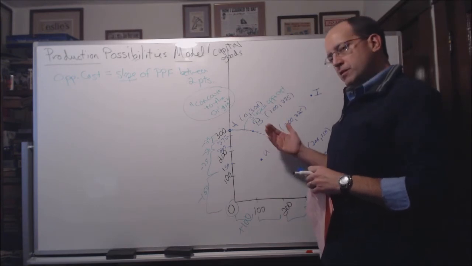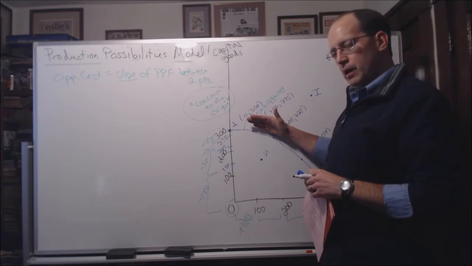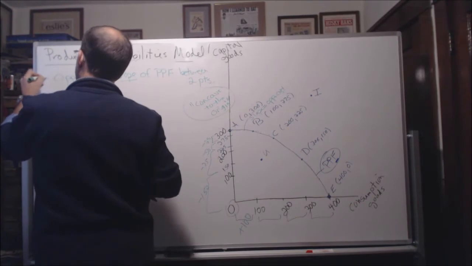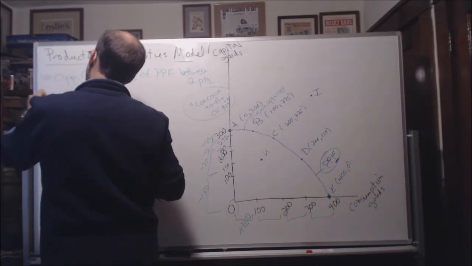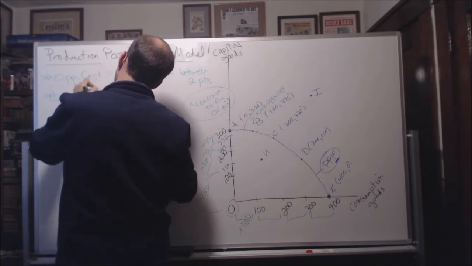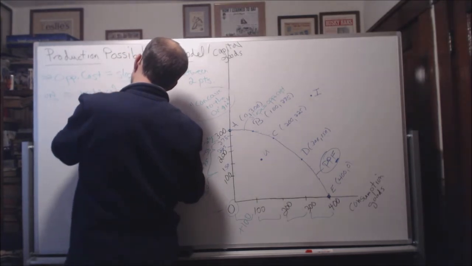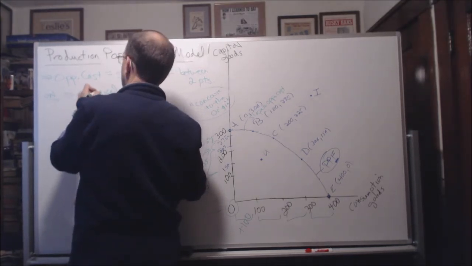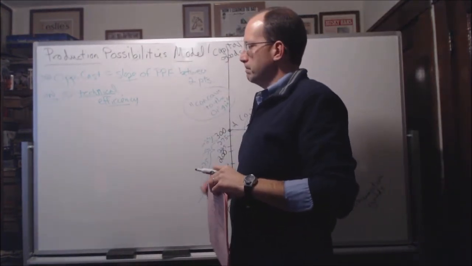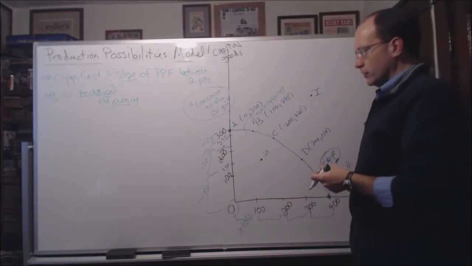Well, if you said it was efficiency, you're right, because the story is that each of those points is a maximum combination possible with the inputs we have. So all of the points on the curve, by definition, are technically efficient. So they represent points of technical efficiency.